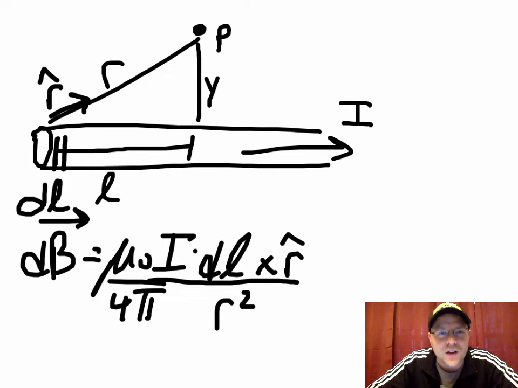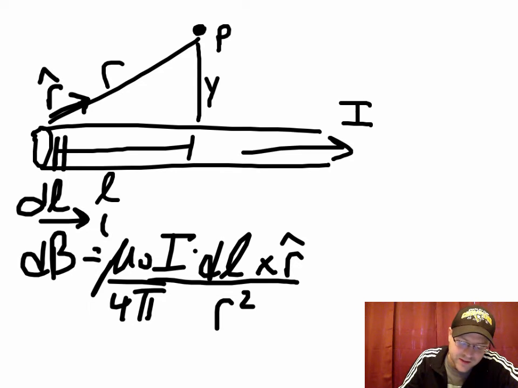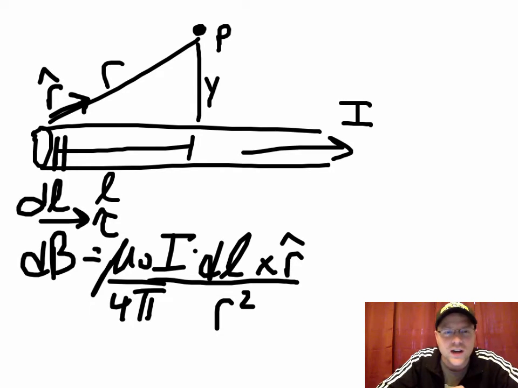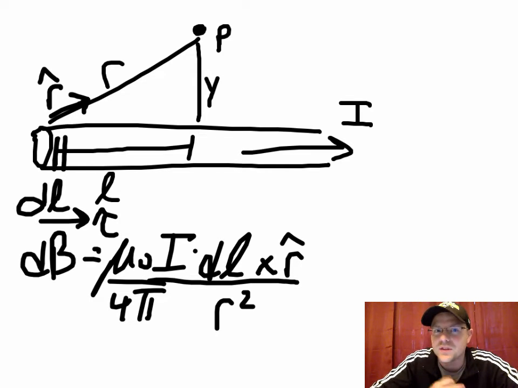So you can see right now that if you look at it, the dl is in the i direction, the r hat is in the i and j direction. So if you cross i with j, it's going to give you positive k coming out of the page. So that again confirms that our direction is correct.